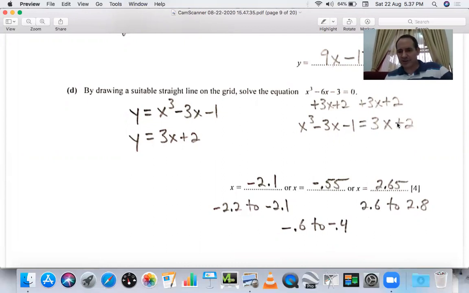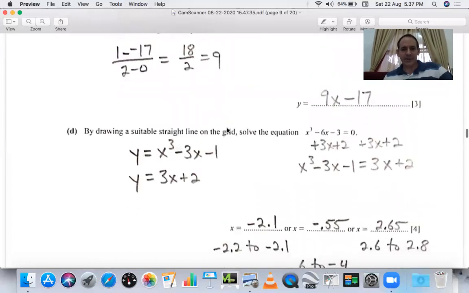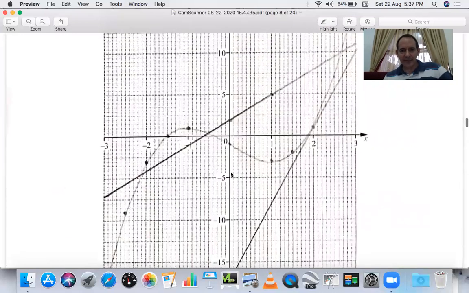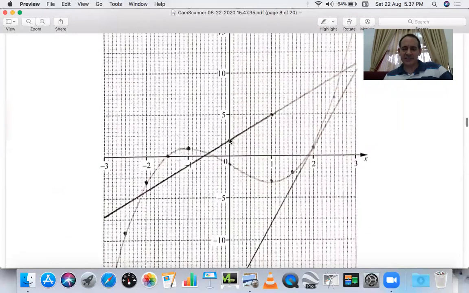So what we're doing is splitting these into two separate graphs. So the solution of x cubed minus 6x minus 3 equals 0 will be where this curve and this line intersect. So 3x plus 2, we come back to our graph, we put plus 2 as the y-intercept, the 3 is the slope, so count up 3 over 1. Make sure you're paying attention to the scale. It's not 3 boxes over 1 box, it's 3 units.